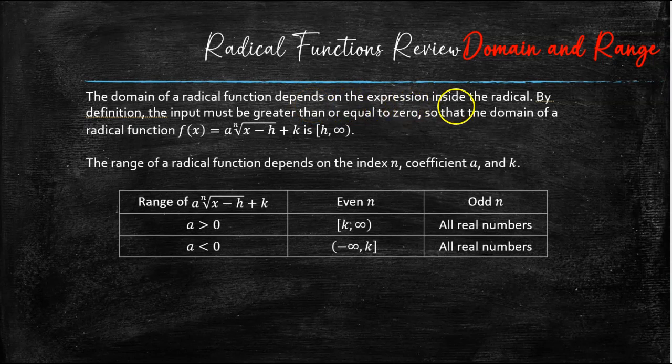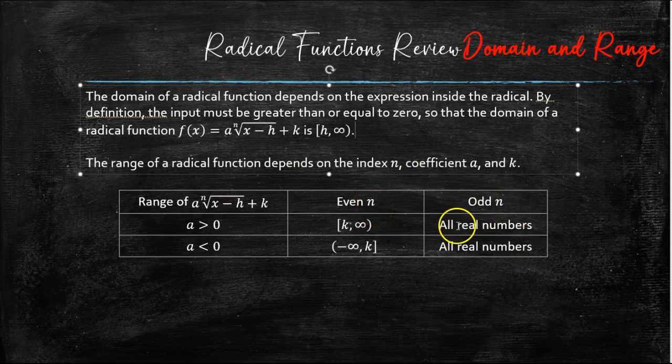However, if n is even, then what's inside of the radical must be greater than or equal to 0, which creates a constraint, and that constraint creates your domain. So in this case, x has to be greater than h. So your domain is all the numbers above h. If you have h minus x inside here, then it's going to be all the numbers to the left of h, including h. Now, the range also depends on whether n is even or odd.